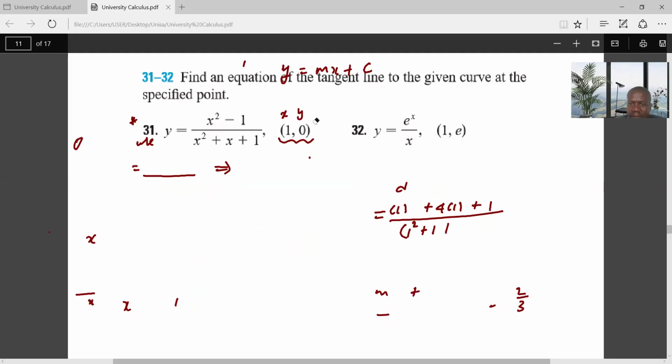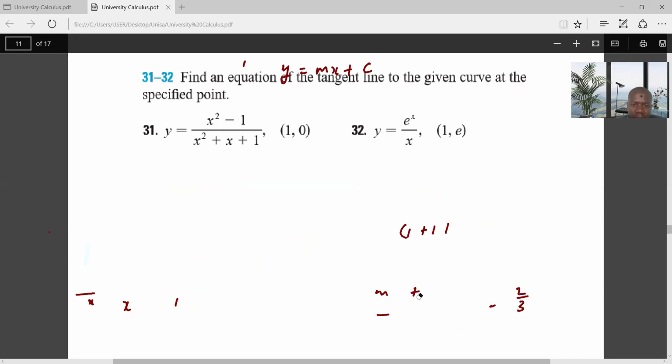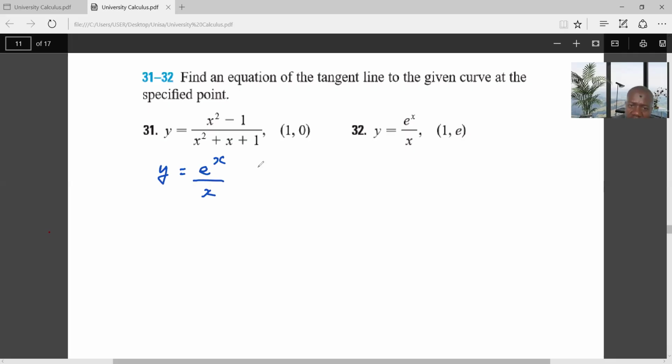Then how about 32? Do the same. In 32, we want to find the equation of the tangent. Obviously, the tangent must touch the curve once. So to do that, we're going to find what we have here. We have y equals e to the exponent of x over x. So it's a fraction. It means it will require the quotient rule.